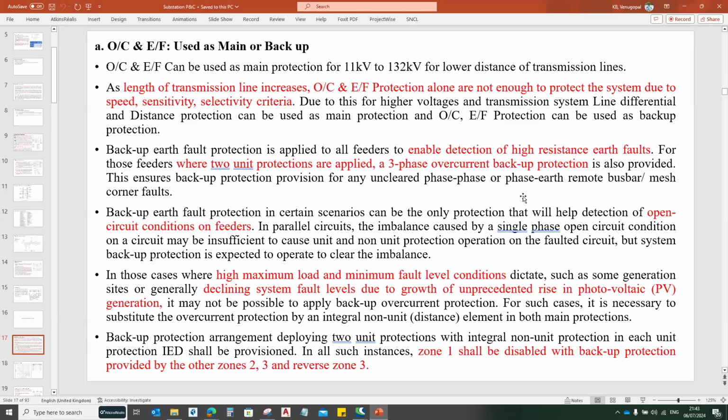And in that case, zone 1 protection should be disabled, and zone 2, zone 3, and zone 4 can be operated based on the time levels.